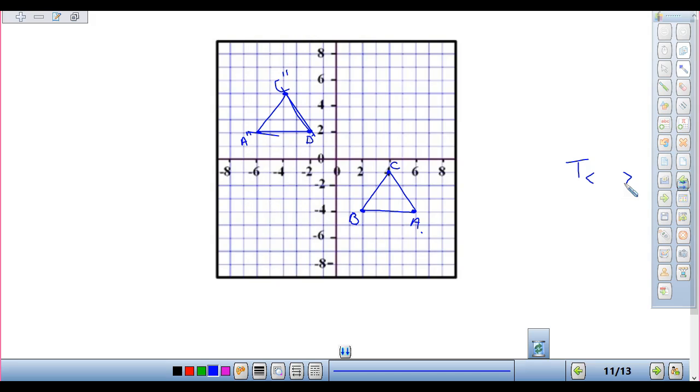But time out. Do I ever flip it first? Oh no. You gotta slide it first. So where did it slide? It slides up. 1, 2, 3, 4, 5, 6 would be where my C is. Did it go over at all? No, so 0, 6, because it went up. And then what did it do? It reflected over.